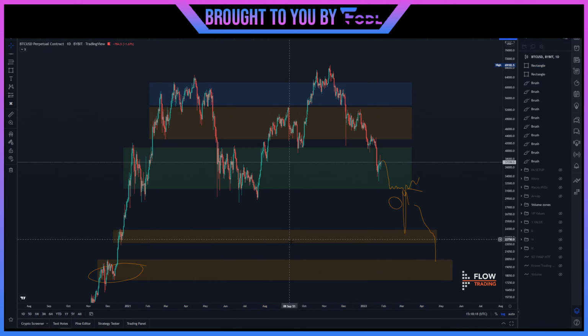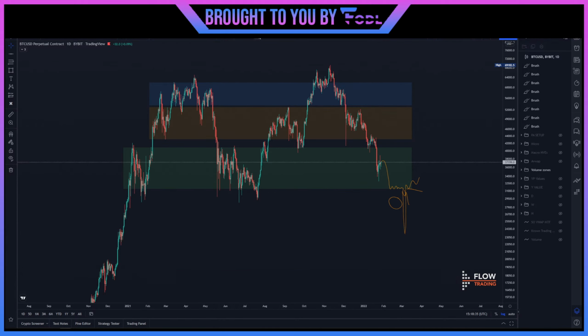Okay, so I would expect both these areas, around $24,000 and $20,000, 19,000, something like that, to be high probability trades for a bounce, simply because there's residual liquidity there for sure, because it hasn't been tapped yet. So just keep that in mind.